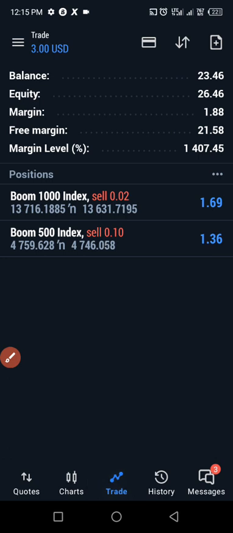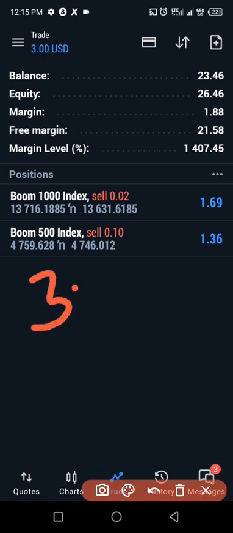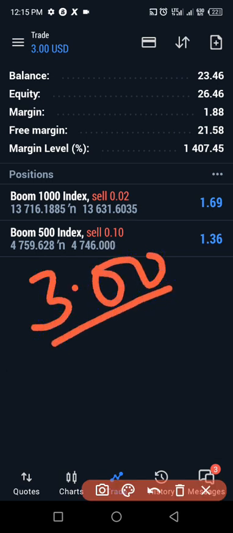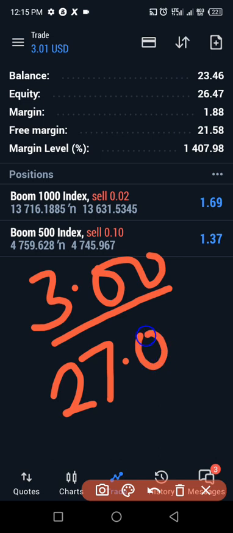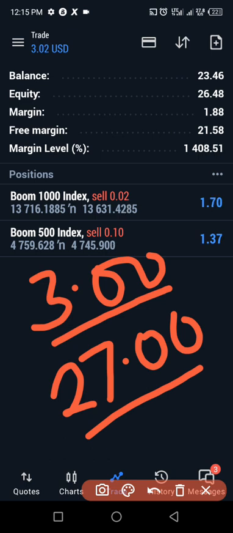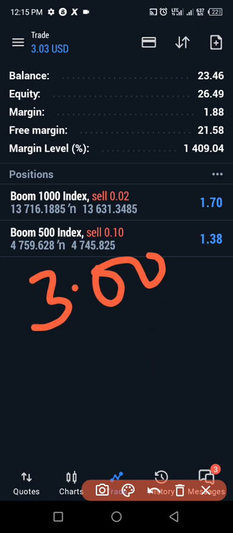So we actually started this account from $3, okay, and now we are currently at $27. The goal is to grow this small account to over $100, and so far so good. We'll be making progress using just the four factors of confluence.